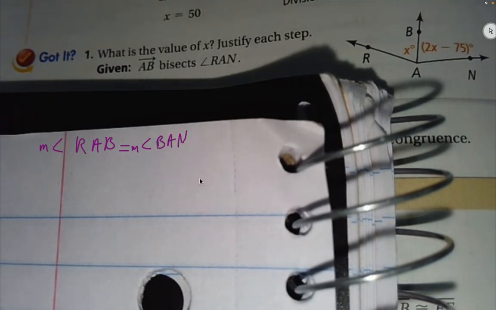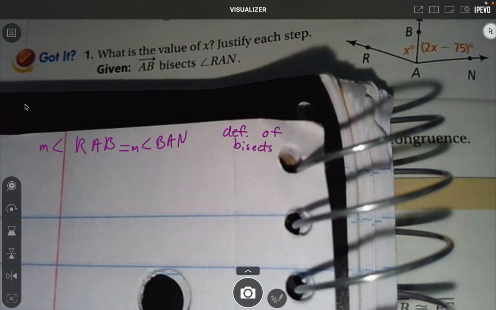Why are they equal? Because that's the definition of bisects. Okay? Bisect. We're going to go over this a lot the next few days. You'll get used to all this. You're already doing proofs and you don't even know it. I know those are equal because that's what it means to bisect. We already know that. Listen.